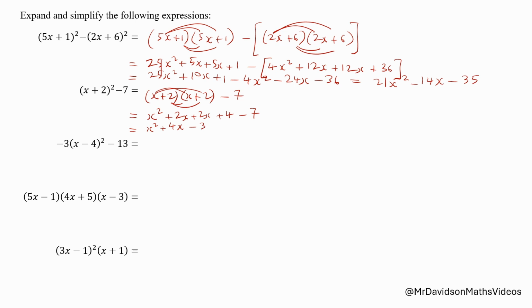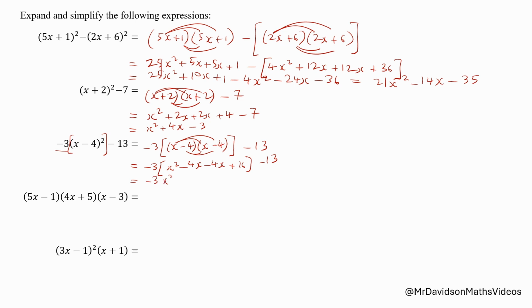The next one, we've got a minus 3 times the square bracket, then take away a constant term. So again, I'm going to use the square brackets. Minus 3 times the square brackets, x minus 4 times x minus 4. That's x minus 4 all squared. Minus 13. That's outside the bracket, so not multiplied by minus 3. Minus 3 times then x squared minus 4x minus 4x plus 16 minus 13.